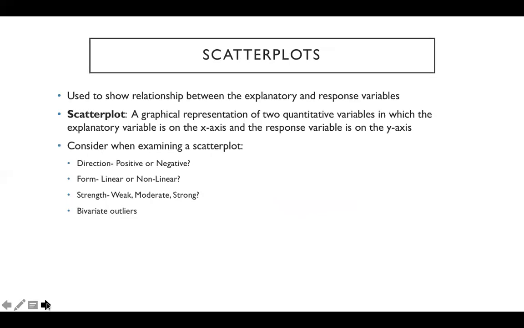All right, so scatter plots are used to show the relationship between the explanatory and response variables. The definition of a scatter plot: it's a graphical representation of two quantitative variables in which the explanatory variable is on the x-axis and the response variable is on the y-axis. Here are 4 things to consider when you're examining a scatter plot. What direction is it going in? Is it positive or negative? Is it linear or nonlinear? How strong is the relationship between the two variables? And then consider if there are any outliers present.